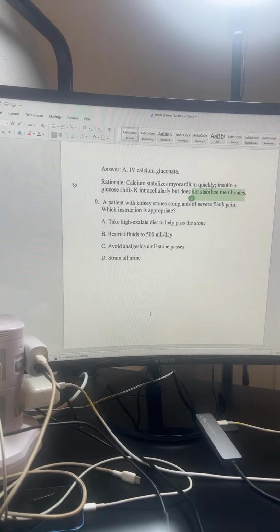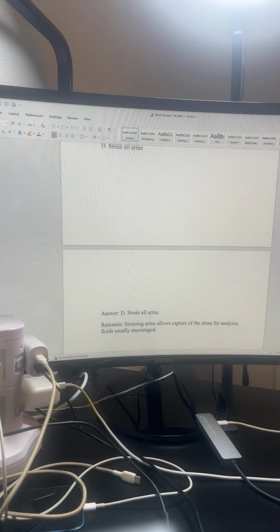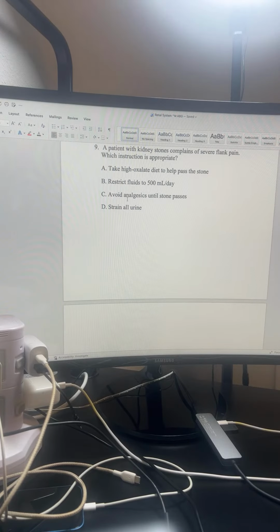All right, so we have D, strain the urine. So we are trying to find out what kind of stone this patient is passing. You want to capture all the stone, and restricting fluid is just going to worsen this patient's flank pain. You want to encourage a lot of fluids, push fluid to get those stones out.